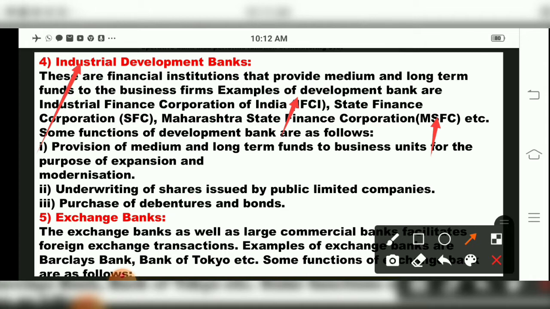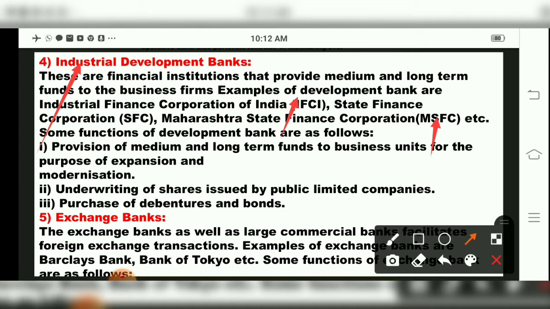Then what are the functions of a development bank here? Provision of medium and long term funds to business units for the purpose of expansion and modernization. See the functions of this industrial development bank, that is SFC and IFCI, Industrial Finance Corporation of India, children, State Finance Corporation. Their function is to provide medium and long term funds to business persons, business units, or say any industry. Why do they provide funds? So that the industry will grow, expansion and growth and modernization will be there, children, if they provide loans.